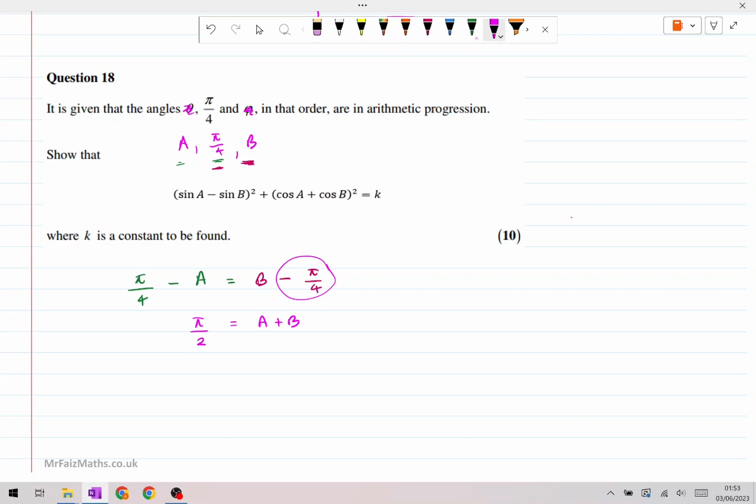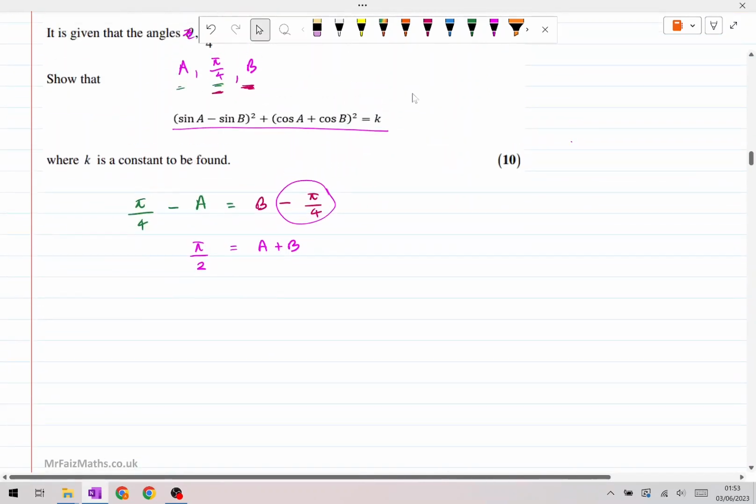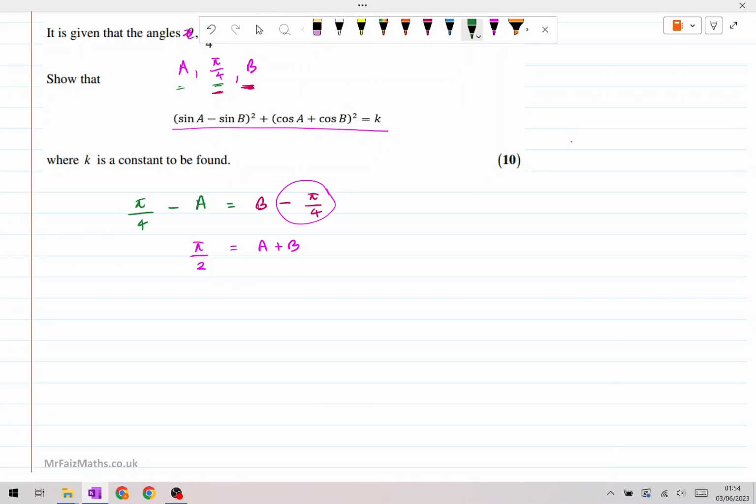Right, so we'll then have a look at this trigonometric expression, see what we can get if we expand that. So if we expand the brackets out on that one, sine A minus sine B squared, that is going to be sine squared A. The middle term will be minus 2 sine A sine B. And then minus sine B squared will give us plus sine squared B. So that is just the first bracket expanded. So that is just this part here.